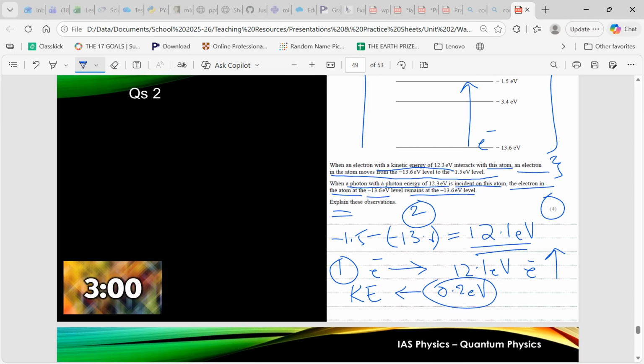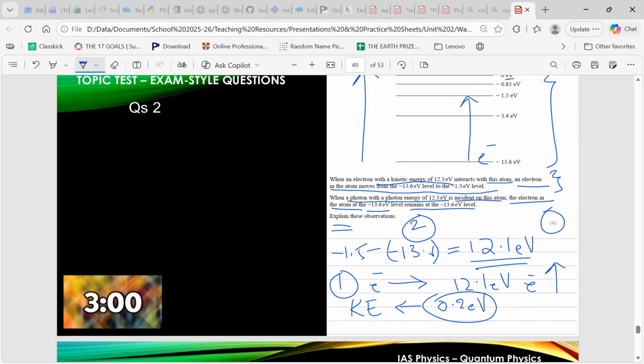So that's how we can explain that the electron in this atom undergoes excitation or jumps from a lower to a higher energy level by absorbing some of the kinetic energy of this electron. The rest of the kinetic energy remains with the electron itself, with the moving external electron itself.